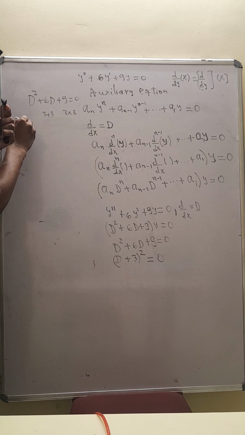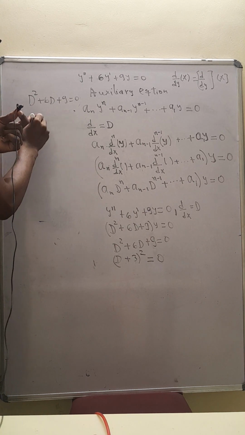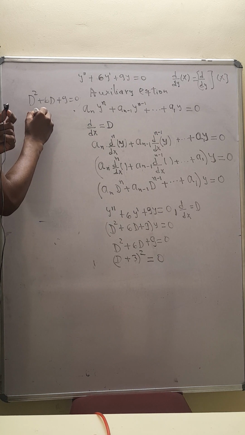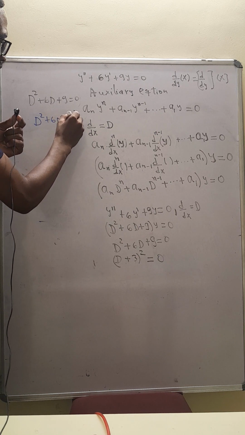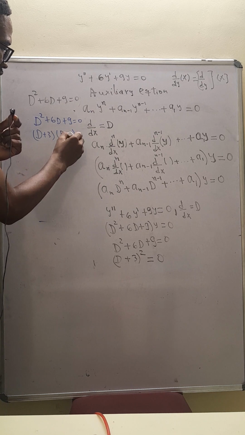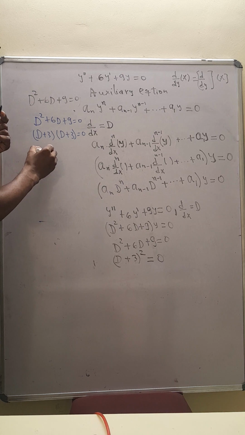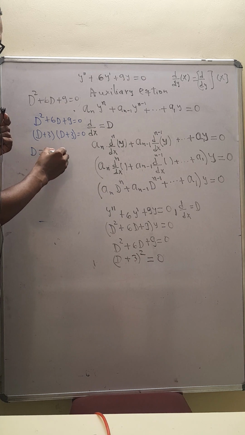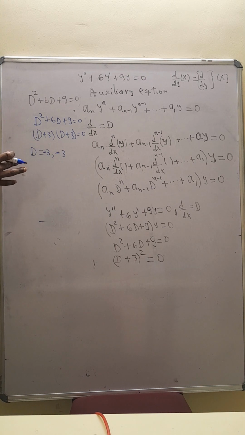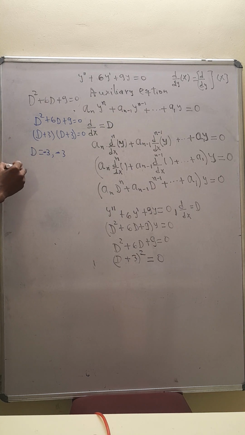Let me use a different color. So D squared plus 6D plus 9 equal to 0 will be D plus 3 and D plus 3 equal to 0. Now see how to find this. This will be D equal to negative 3, and the other one is also negative 3. You see, here you have two roots that are equal to each other, and they are real. When we have two roots that are equal and real, what should be the solution?